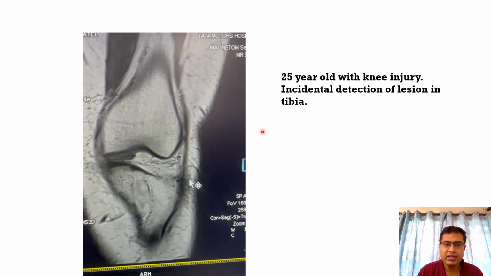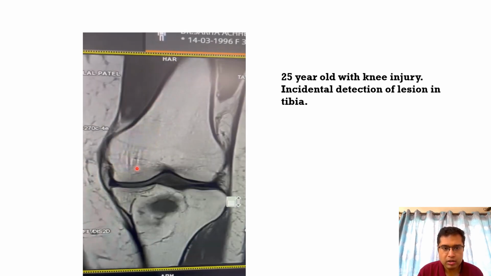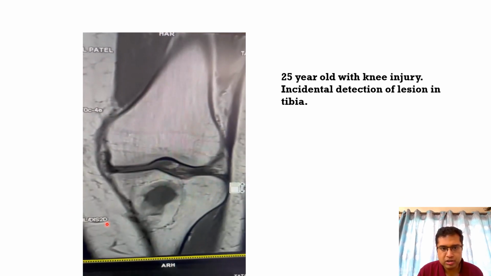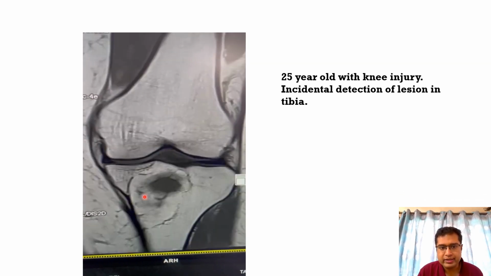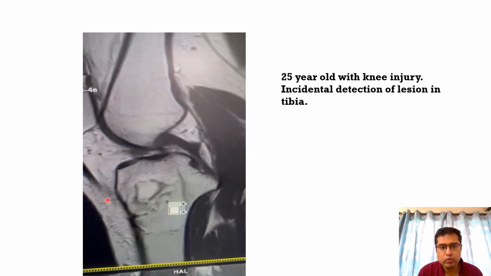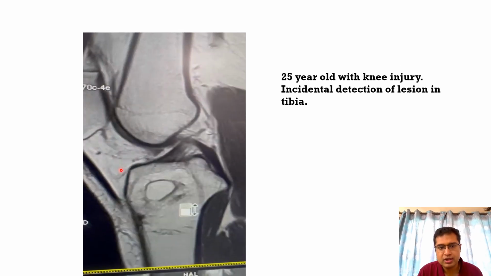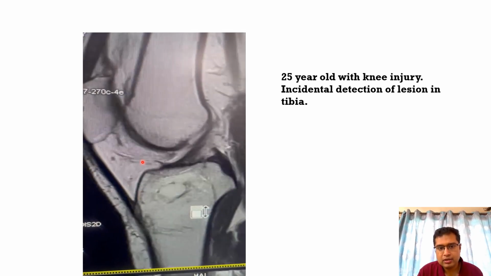So coming to my next case, where we have a 25-year-old female with knee injury, but there was incidental detection of a lesion in the tibia. And this lesion on T1 weighted coronal images is a large lesion with central area of hypointensity. This entire thing is the lesion in the tibia, and these are the T2 weighted images where the central area appears T2 hyperintense, and this large area again is hyperintense, same as on T1.